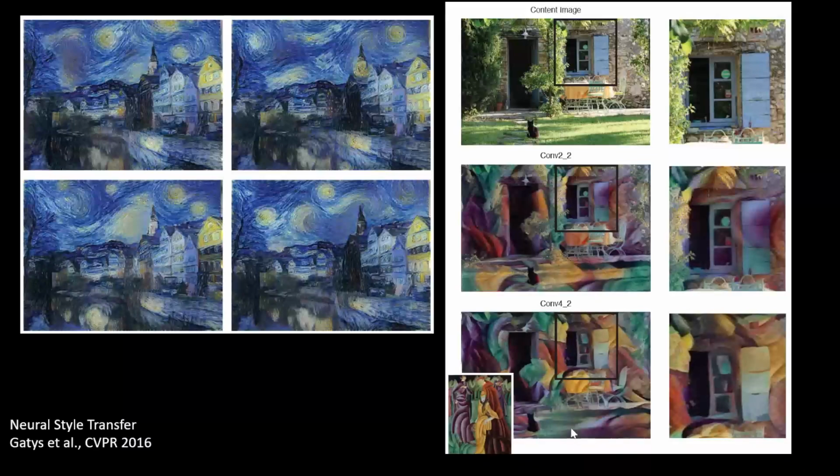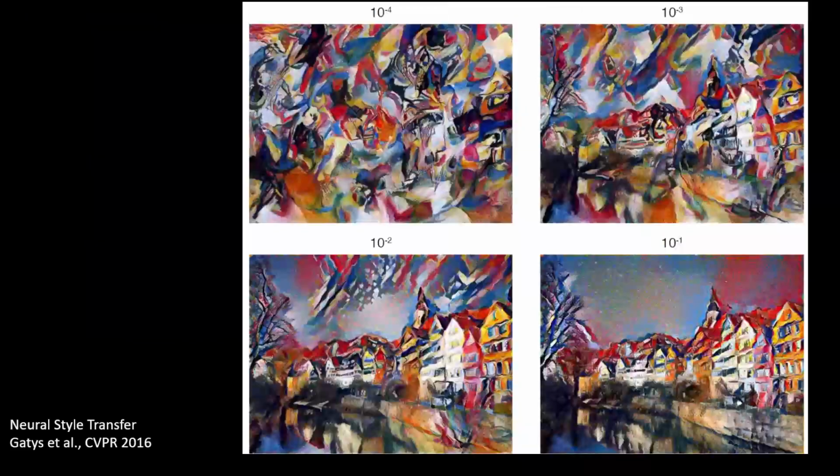Whereas if I used another layer further down the network, the resulting image really does look a little more painterly, a little more stylized. Things are more wobbly. There's less faithfulness to the original image. So there's a little bit of an art to choosing the right set of layers to use for your style loss.